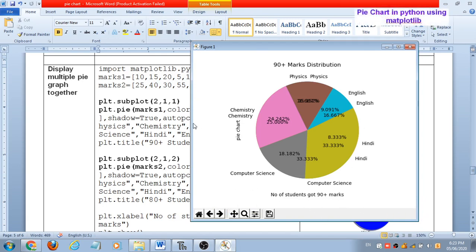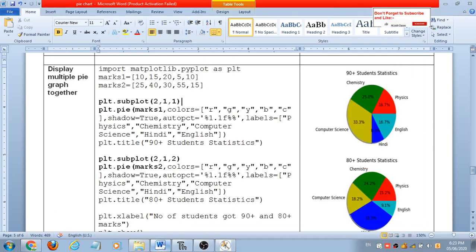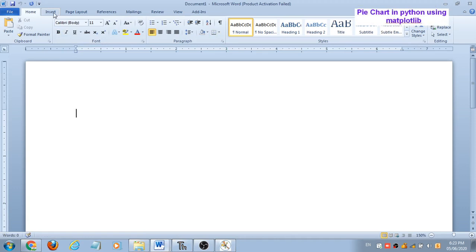I can divide it row-wise. Suppose I divide from this line. Then it has 2 rows, one upper and one lower, so 2 rows and 1 column. Suppose I divide this and this, then it has 2 rows with 2 columns. Let us understand this. I am using this like a Word table.